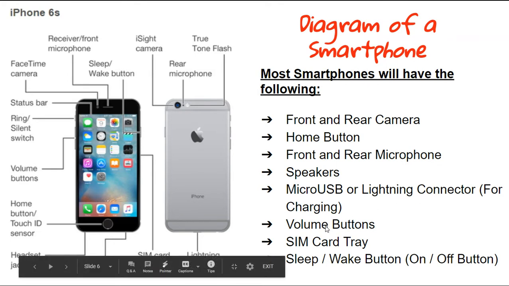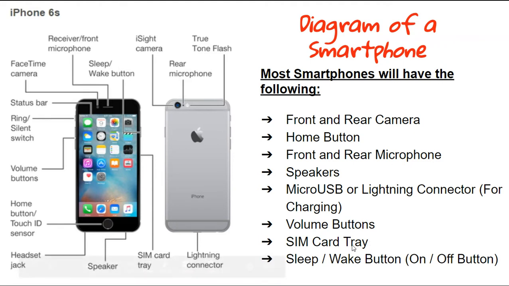Volume buttons, you would expect a phone to have volume buttons. A SIM card tray where the SIM card goes. Apple phones or iPhones do not have an SD card slot. Most of your Android devices, on the SIM card tray, there's a slightly extra area and you're able to insert an SD card as well to extend your storage.